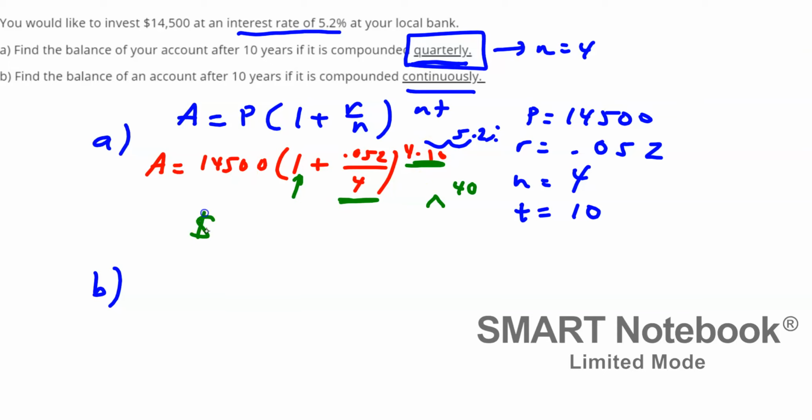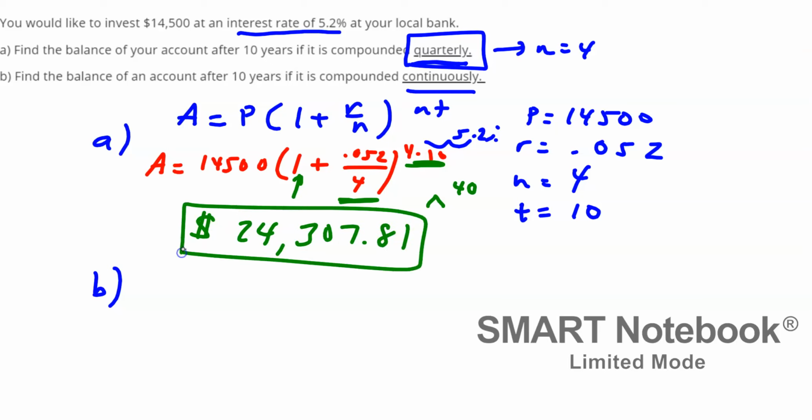And if you did that correctly, your answer should have been $24,307.81. So it's important to not erase anything along the way. You want an exact value of money, so you don't want to erase or round along the way.